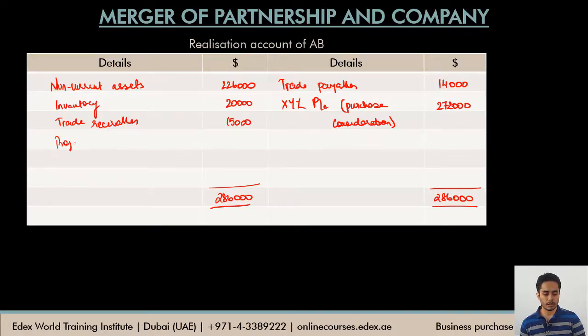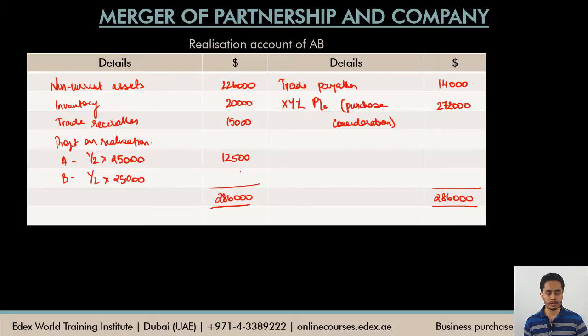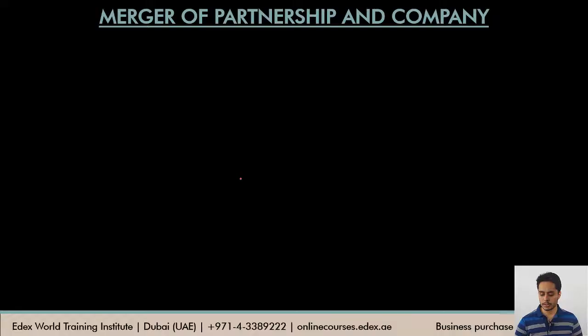And profit on realization will be transferred to the two partners A and B. Profit sharing ratio is not given. We will assume it is equal. But before that, let us calculate the profit. 286,000. If we deduct all the values on the debit from 286,000, we will get a profit on realization of 25,000. So 25,000 will be divided equally between the two partners. So 12,500 each.